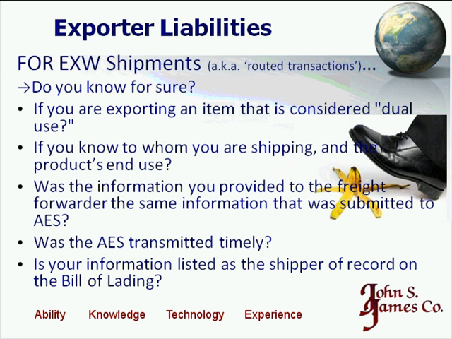Might be an extreme example, but the U.S. government does have a list of dual-use items, and that is something that can be accessed on the Bureau of Industry and Security website or on export.gov. They can route you to information for dual-use items. Also, do you know to whom you are shipping and the product's end use? These have to do with other questions in the export compliance portion of your transaction.